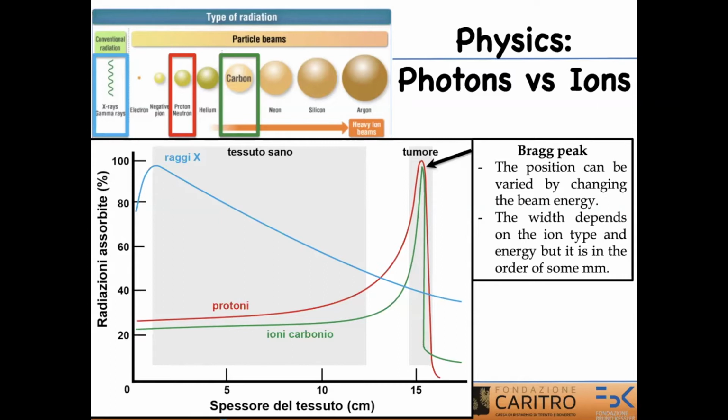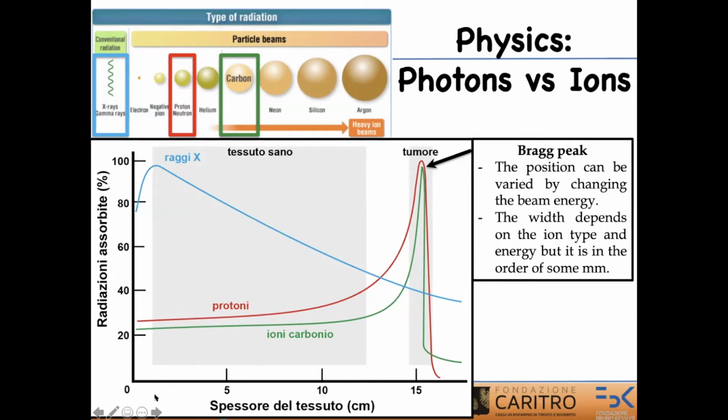The physics tells us, at least the physics, biology is a whole other matter, that ions are superior to photons for certain aspects. The benefits of ions are in the physics, and also in the biology, but mostly in the physics. Here you see the dose deposited, or the energy released by the radiation, on the Y axis, and on the X axis the thickness of our target, so the patient, how deep the radiation penetrates.